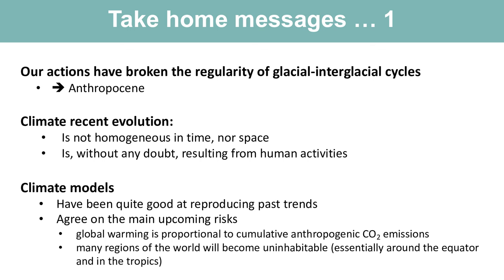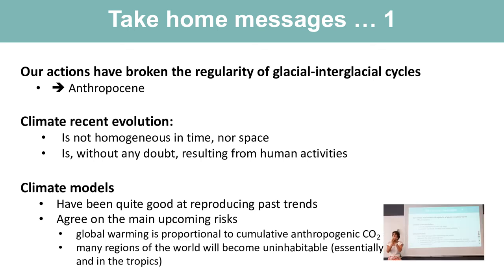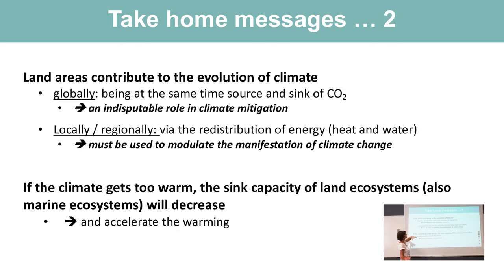The climate models so far have been quite good at reproducing past trends at the global scale, not region by region, of course, really at the global scale. And they really agree on the main upcoming risks, which is the proportionality between global warming and the cumulative emissions of CO2, and that many regions of the world will become uninhabitable, essentially around the equator and in the tropics. And the land areas contribute in two ways to the evolution of climate at the global scale: they reduce or contribute to global warming, depending on whether they are source or sink of CO2, and locally, regionally, via the redistribution of energy in the form of heat or of water, and thus they can be used to modulate locally some impacts or some manifestation of climate change.